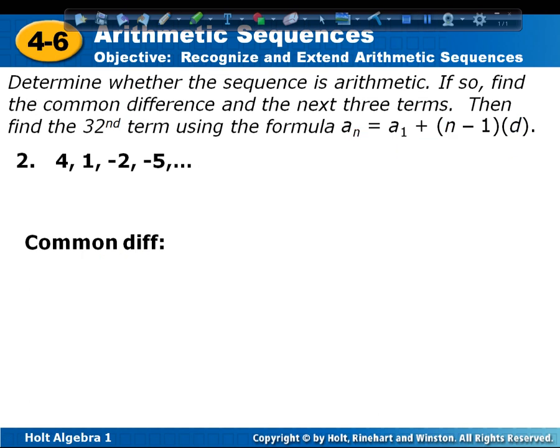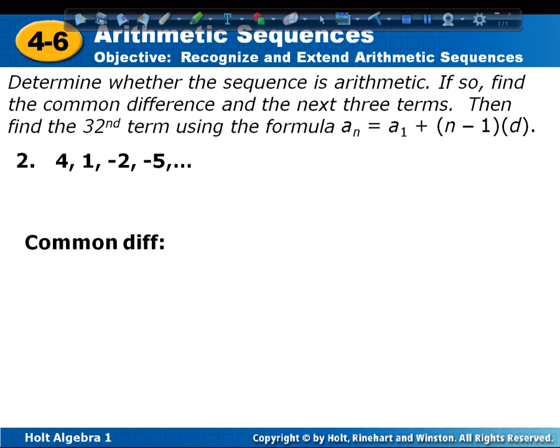Alright, this is number 2. Go ahead and write it down. We have 4, comma 1, comma negative 2, comma negative 5, and so on, shown with my dot, dot, dot. And my directions here are the same. They say determine whether the sequence is arithmetic. If so, find the common difference and the next 3 terms. Then find the 32nd term using the formula.